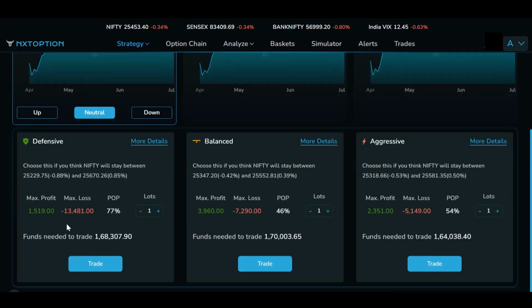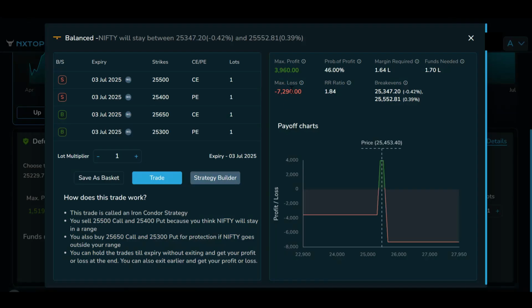And if you see here, the loss was 13,481 and profit was 1,500. If you're not happy with it, you think it is too much of a risk and very low return, then you can click on balanced strategy, where it will give you a lower risk and a moderate profit. That is 13,960 will be your gain and 7,000.